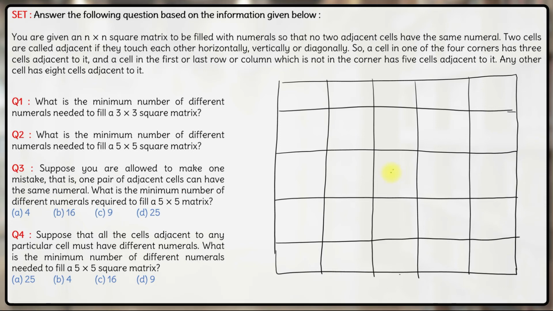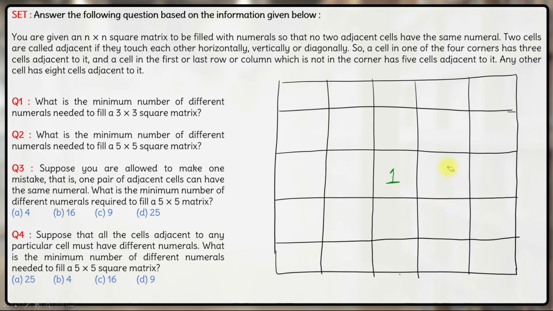So let's fill the center cell with 1. Now the question says all the cells adjacent to this particular cell must have different numerals. All these adjacent cells here must have different numerals. So far what we were doing is 1 2 3 4, and then 1 2 3 4. So you see, this cell had two same numerals adjacent to it. Although the 2 and 2 were not adjacent to it, a different cell had the same number adjacent to it. This was allowed in the previous 3 questions, but it is not allowed in this question.